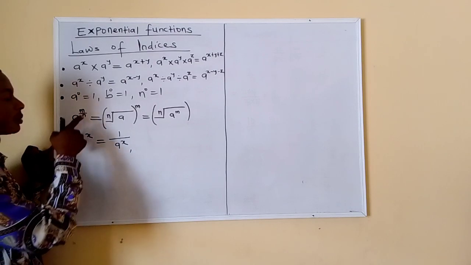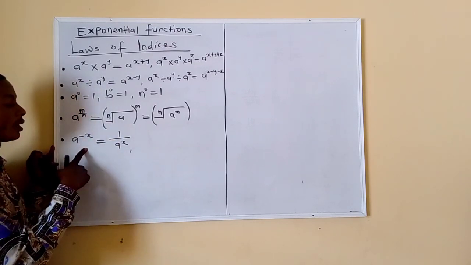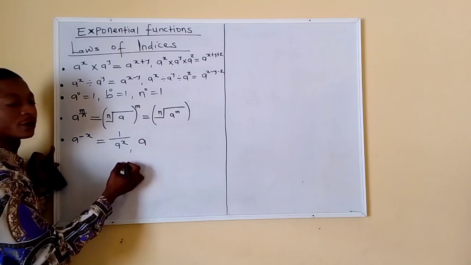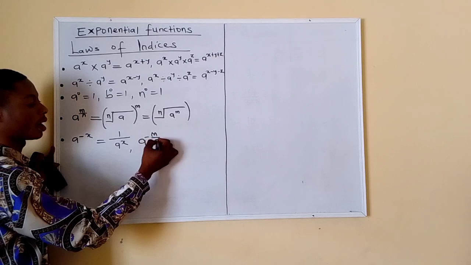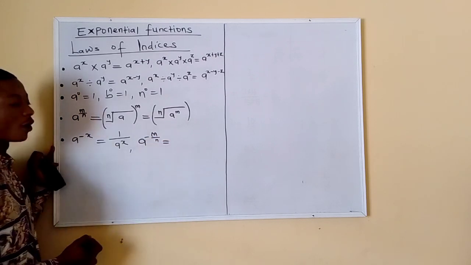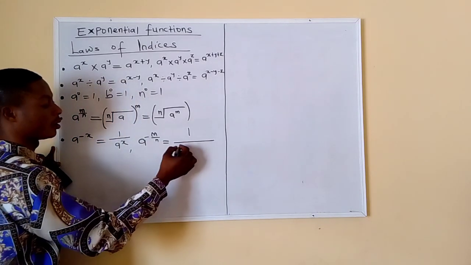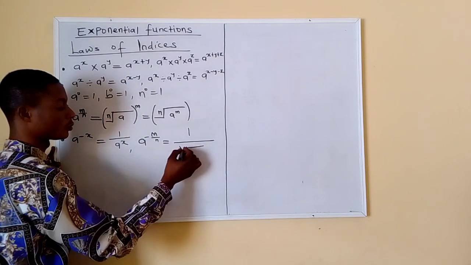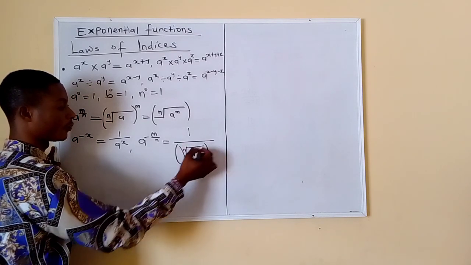Let's compare these two laws, the fractional index and negative index. If you have a raised to the power of minus m over n, this will become 1 divided by the nth root of a raised to the power of m.